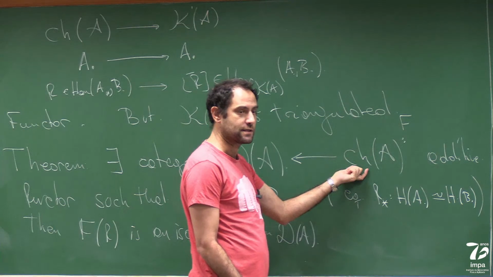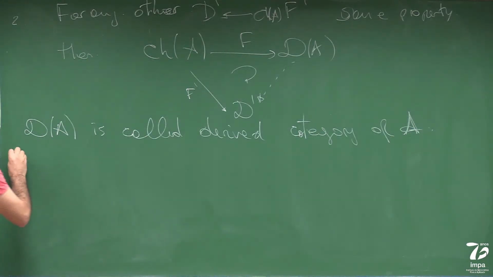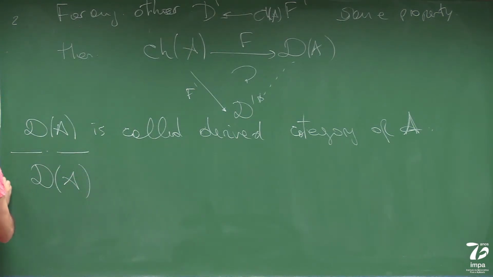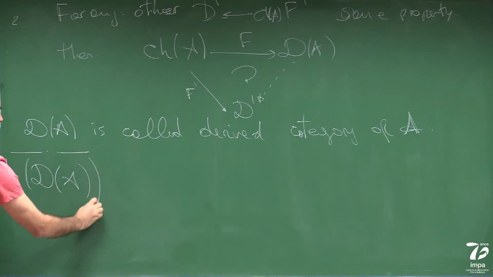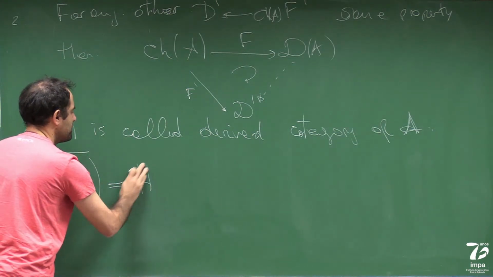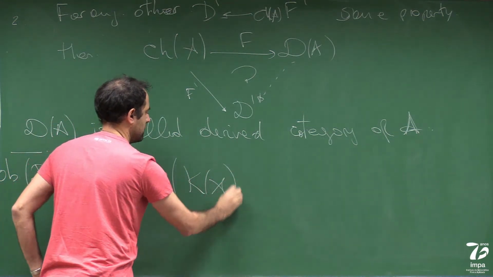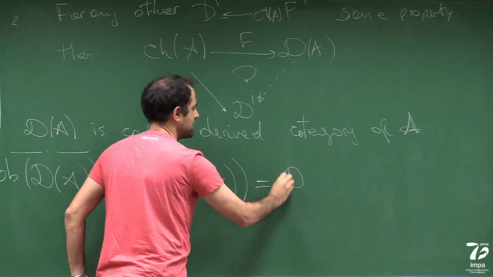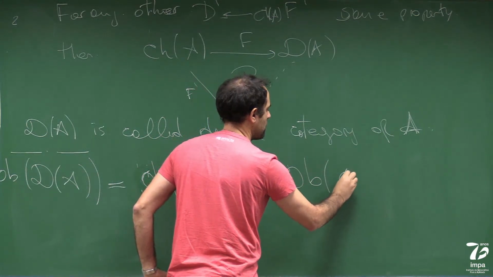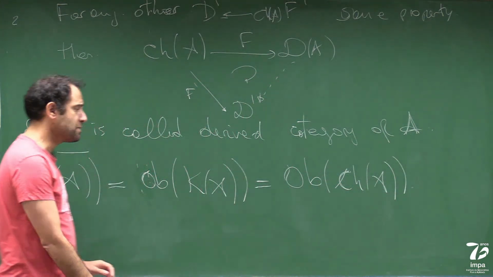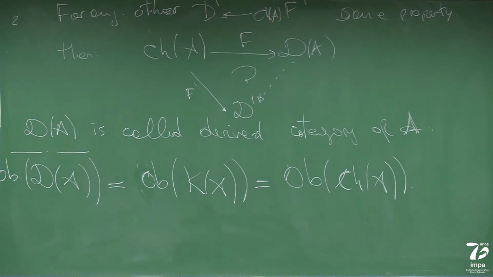So the first observation is that I'm going to declare the objects of D of A to be the same as the objects in the homotopy category. And these themselves were the same as the objects in the category of cochain complexes. So these are just complexes. So the objects are the same, they are just complexes. The problem is in the morphisms.